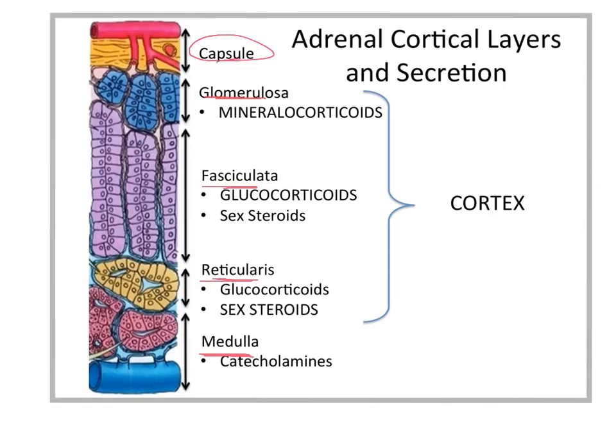But as we go from outside to inside, we have glomerulosa, which makes mineralocorticoids, then the fasciculata, which makes mostly glucocorticoids, so that's why it's capitalized, and some sex steroids. And then we have the reticularis, which makes mostly sex steroids and some glucocorticoids. And then, of course, the medulla, which makes catecholamines.